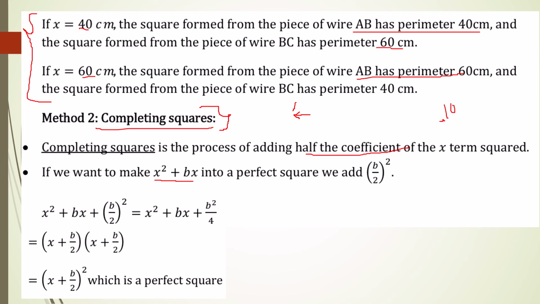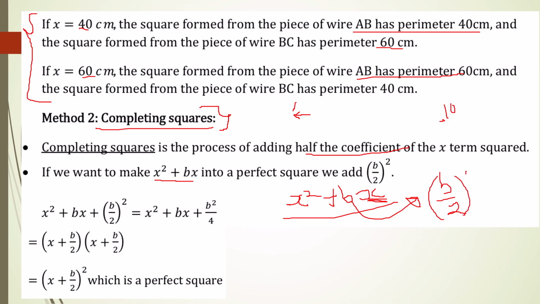For example, look at this. We have x squared plus bx. So we simply get the coefficient of x. If you look at this quadratic expression, the coefficient of x without any power is b. So it's going to be b divided by 2, and after having it, we square it. That's what you call completing squares. You get the coefficient of x, and then you square it. And that's what you get.